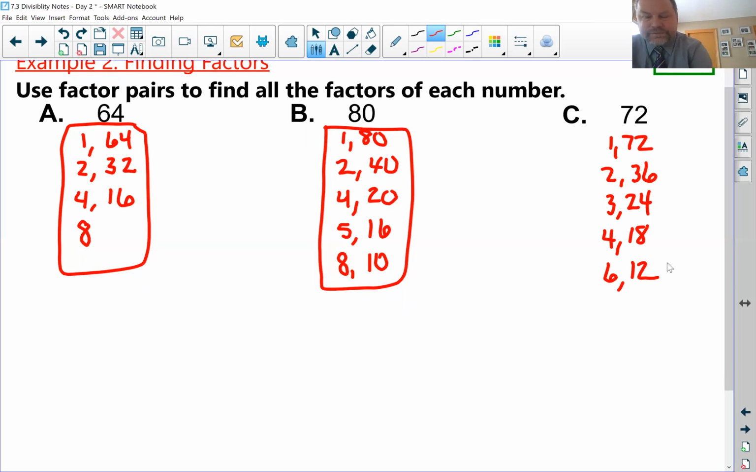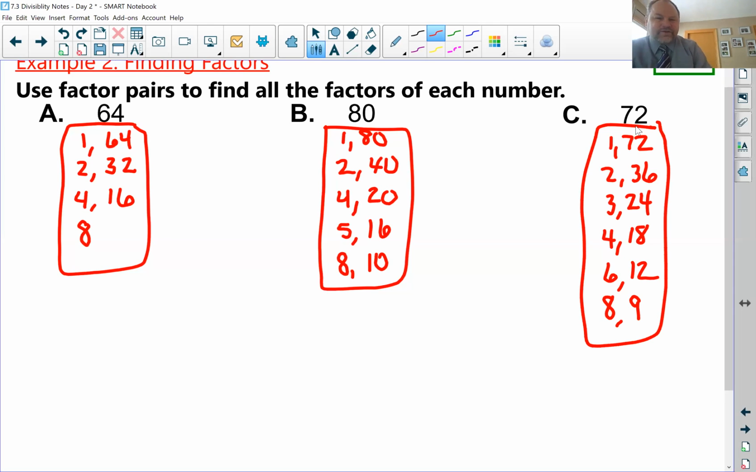8 is a factor, and 72 divided by 8 is 9. And then my next value I check is 9, which I already have on my list. So there's my list of factor pairs for 72.